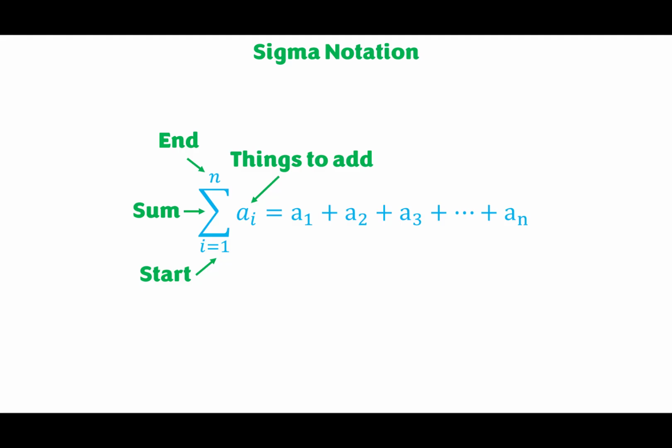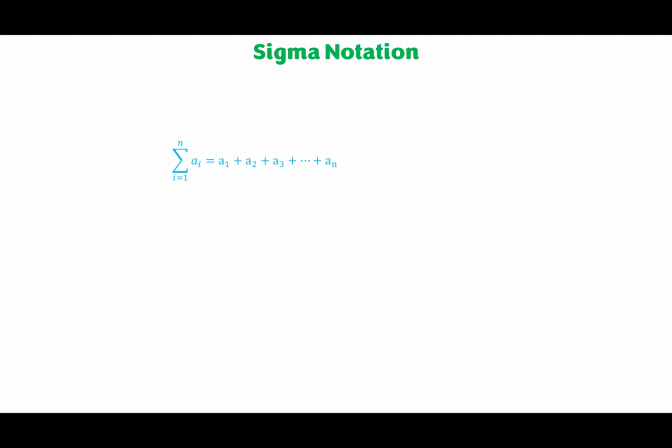Let's look at some examples. So let's do the summation from i equal to 1 to 9, and the thing that we're summing up is 3. So if we do that, well, a1, a2, a3, all the way to a9 is just 3. So that means we're adding up 3, 9 times, which is 27.